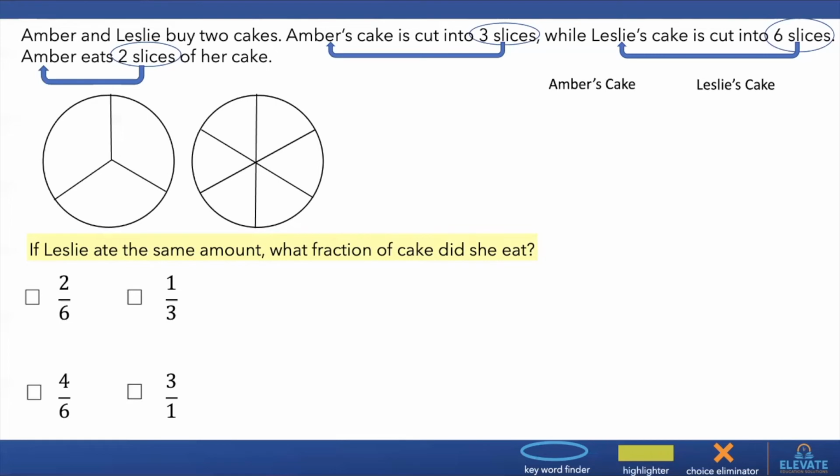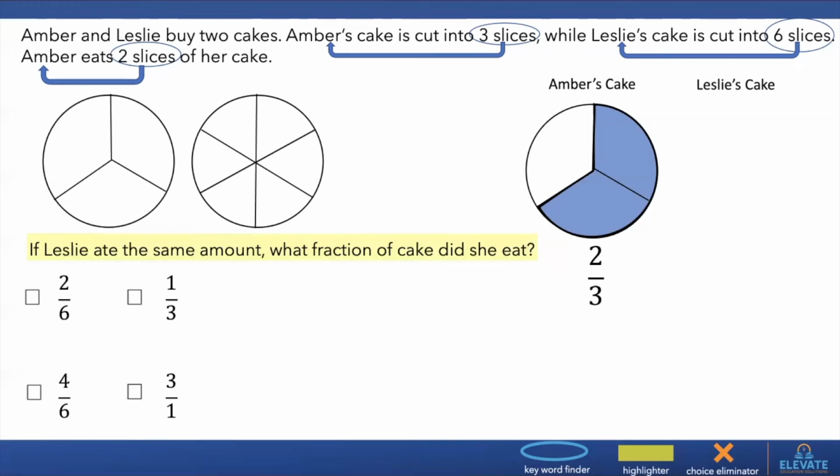Out of the whole, she created 3 equal parts. Our model will be a circle with 3 equal parts. The problem also stated that Amber ate 2 slices of her cake. We will shade in 2 slices. Since we have 2 slices described, out of the 3 equal parts, the fraction that can represent the model is 2/3. To see which one is equivalent, we will draw a model based on the answer choices provided.